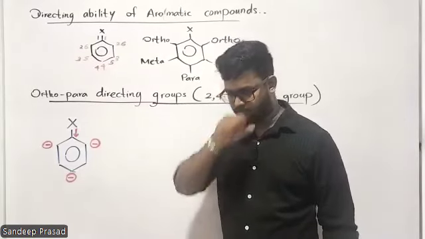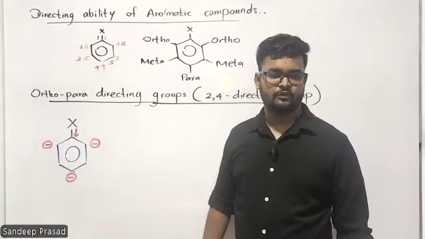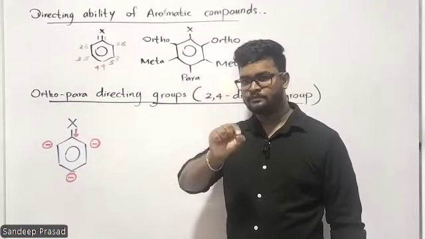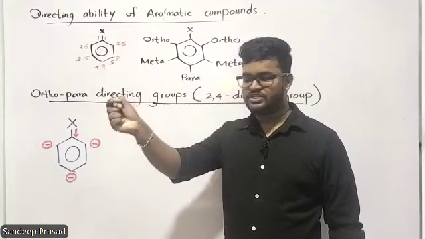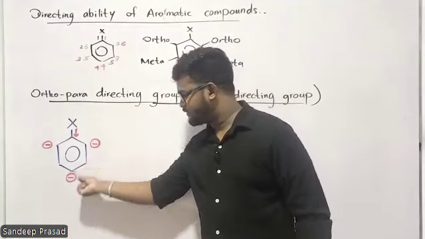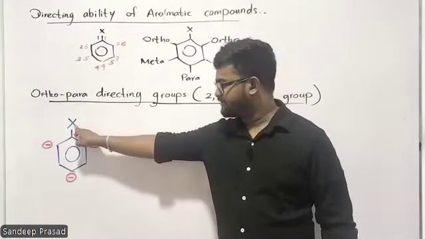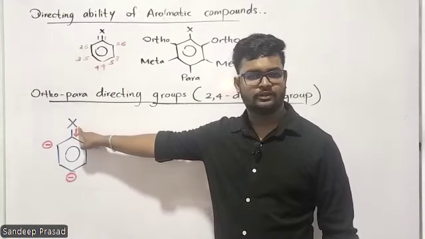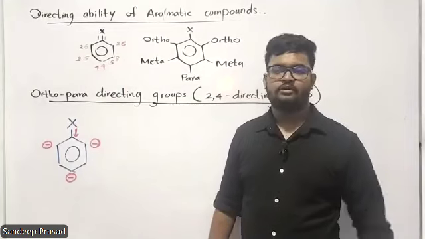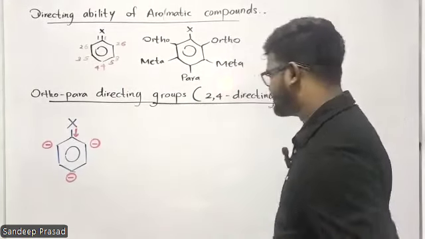Can you understand? That's why these groups are known as ortho-para directing groups. That means the second group which is looking to connect to the benzene ring should be connected to these ortho and para positions if the first group connected to the benzene ring is ortho-para directing. Otherwise it cannot happen. So keep that in your mind.